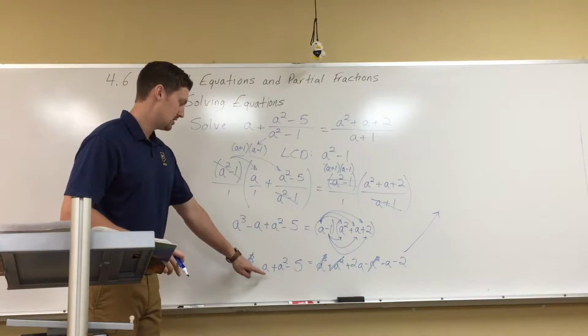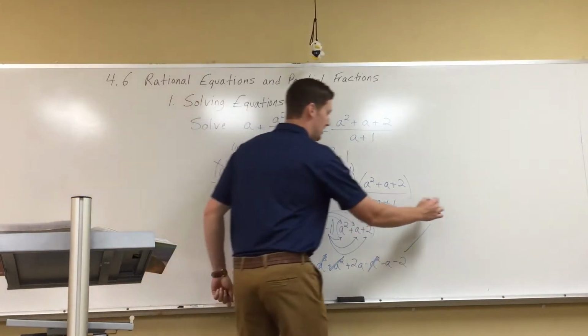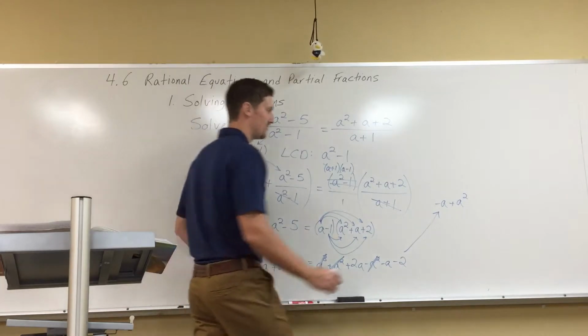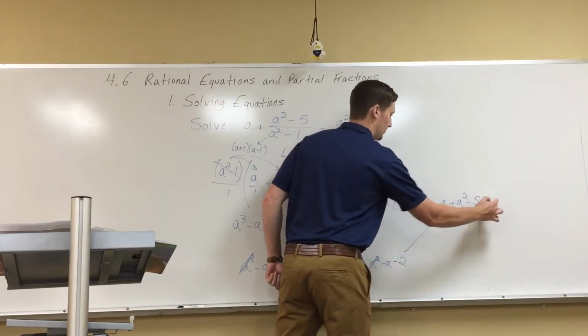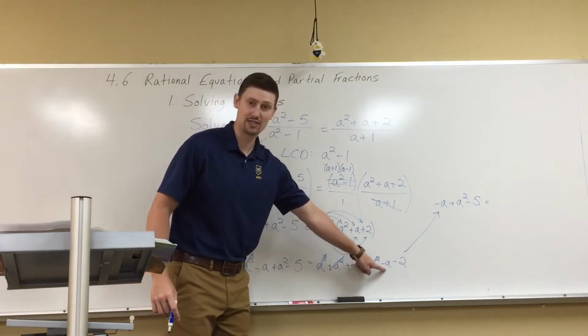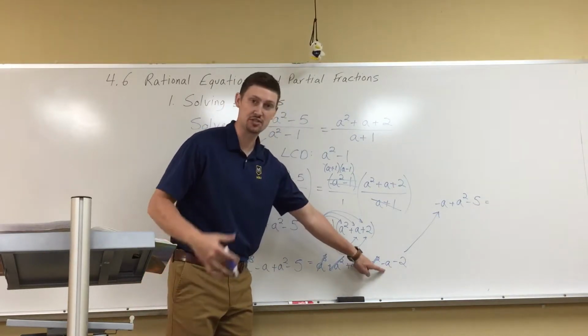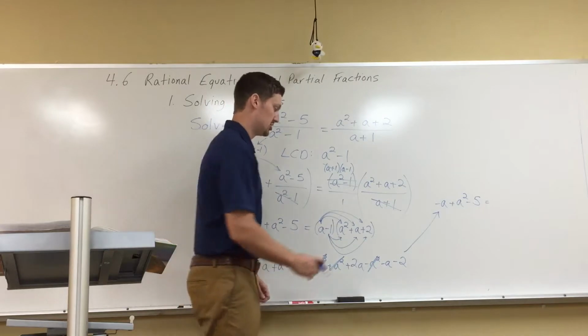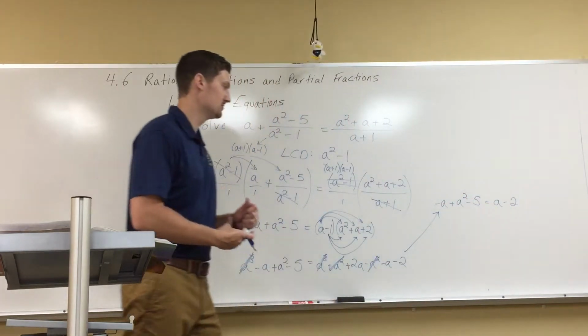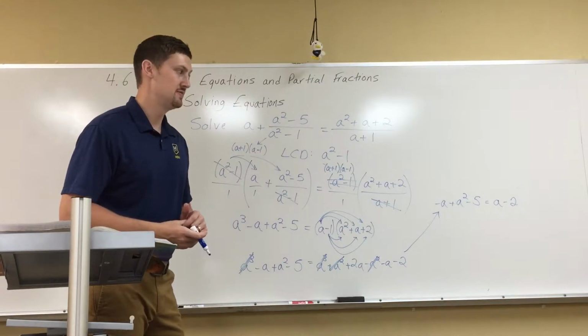Let's recopy now up here. Negative A plus A squared minus 5 equals 2A minus A. What does that give us? 2A minus A is just plus 1A. So plus A minus 2. All right, it's looking good.